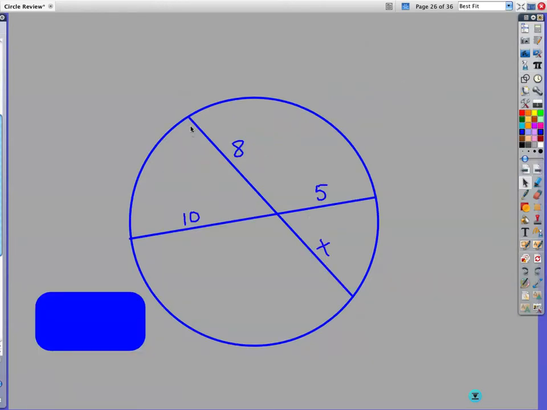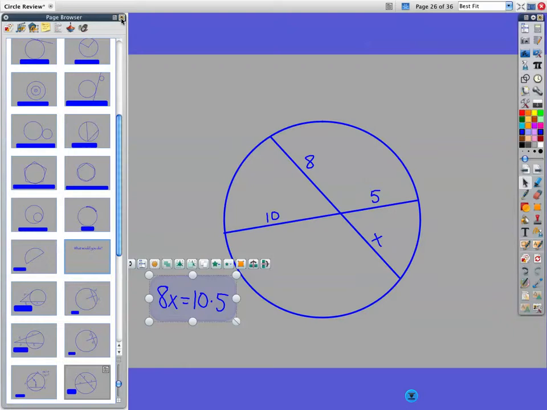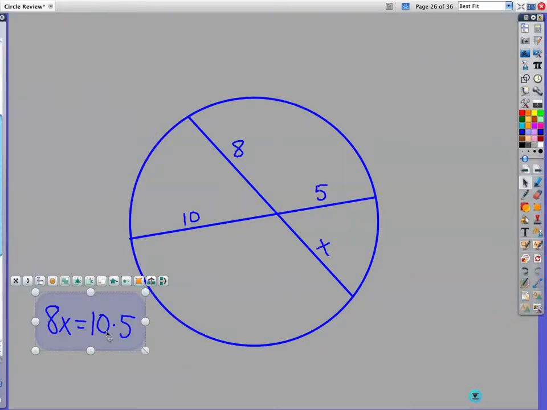All right, we have two chords cutting through our circle. It could be drawn as secants, but in this case I have chords. All right, we're going to take this piece times this piece equal to this piece times this piece. Please don't try to solve, just set it up. 8x is equal to 10 times 5.